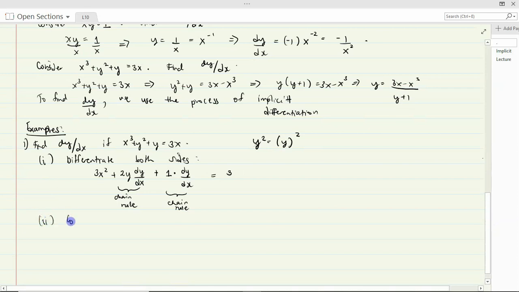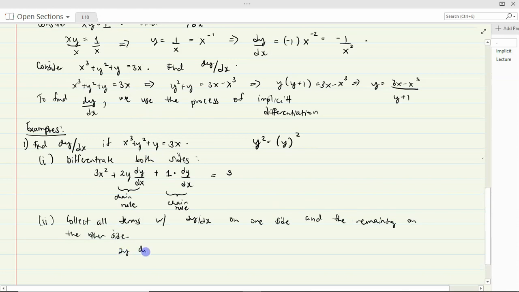Okay? So, okay na tayo sa first step. Next step is to collect all terms with dy dx on one side and the remaining on the other side. So, siguro sa kaliwa na lang natin ilagay lahat ng may dy dx. Alin yon? Ito at saka ito. Iwan lang natin sila. So, you have 2y dy dx plus dy dx. And then, yung lahat ng walang dy dx, ilipat natin sa kabila. Alin yon? Yung 3, nandyan na siya. Stay na lang natin. Minus 3x squared.